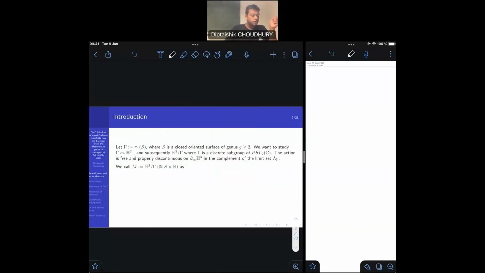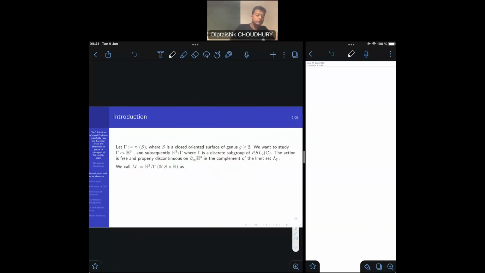So we take S to be a closed oriented surface of genus g greater than or equal to 2, and gamma is the fundamental group of the surface. So we want to study the action of gamma on H3 and subsequently study the space H3 mod gamma, where gamma is a discrete subgroup of PSL2C.